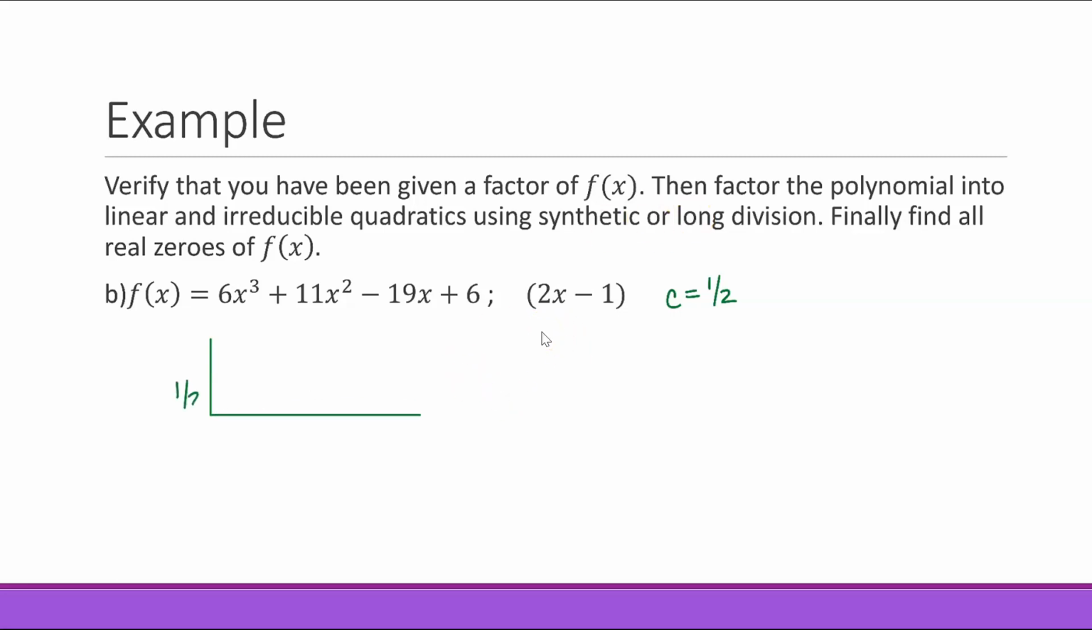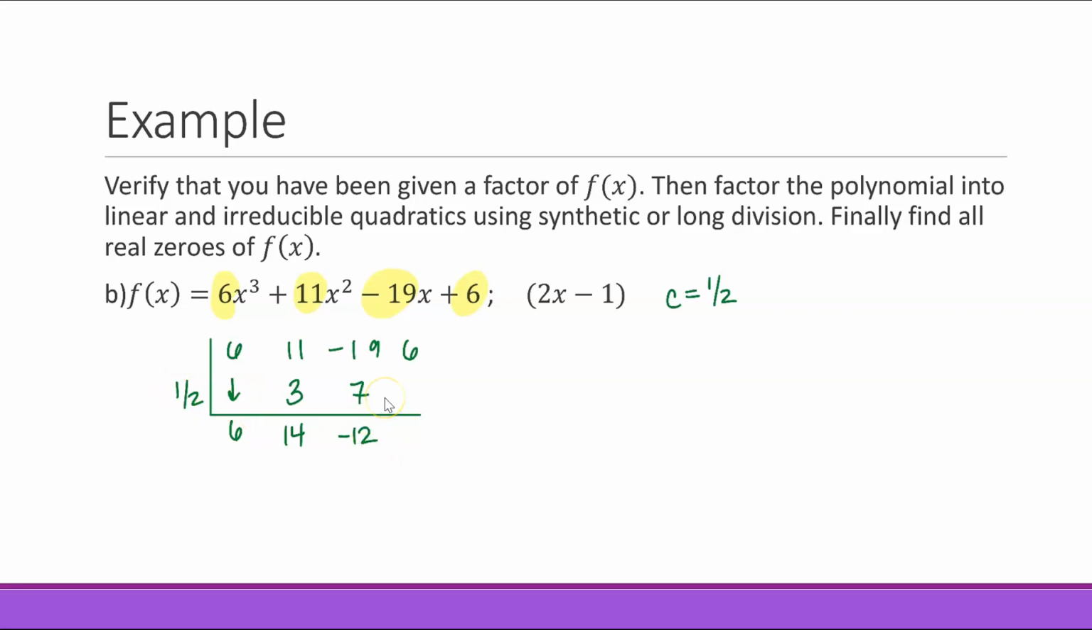So we're going to put that 1/2 on the outside. We're going to take our coefficients, 6, 11, negative 19, and positive 6. And we're going to go ahead and perform our synthetic division. We'll bring down the 6. 1/2 times 6 is 3. Then we add down, so 11 plus 3 is 14. 1/2 times 14 is 7. So if I add down, negative 19 plus 7 is negative 12.